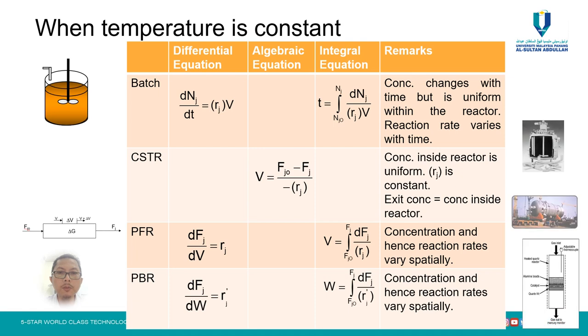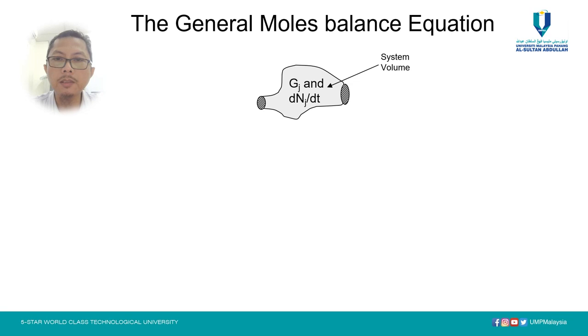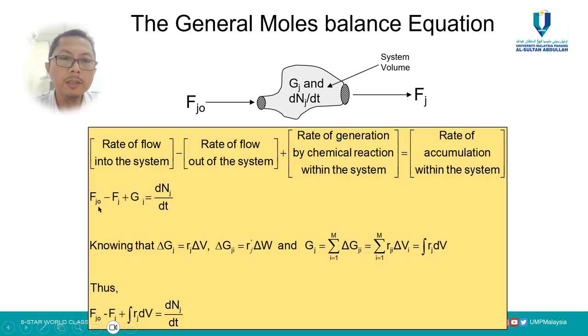As you have learned before in the second lecture, these are a summary of the mole balance reactor. The general mole balance actually comes from this drawing. It has flow of inlet and flow of outlet. Fj0 is the flow rate of j into the system. Fj is the flow out of the system. Gj is the rate of generation by chemical reaction within the system. The dNj/dt is the rate of accumulation within the system.